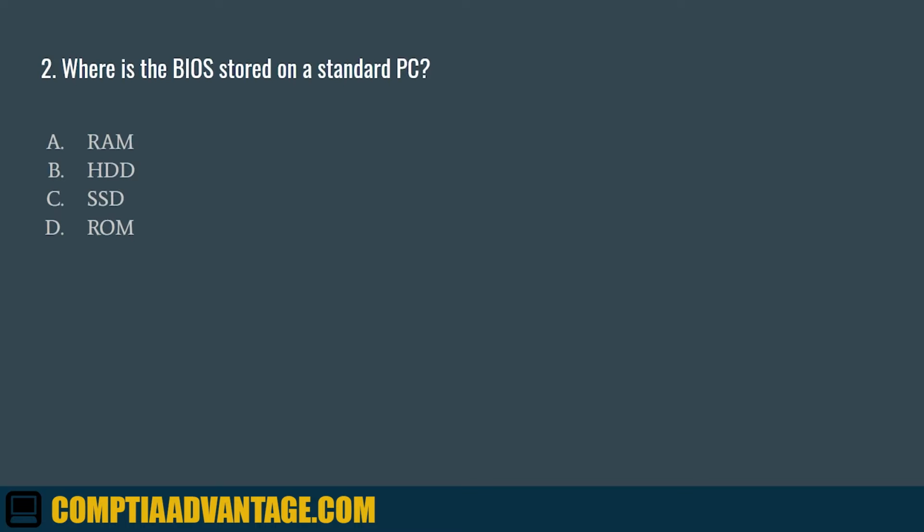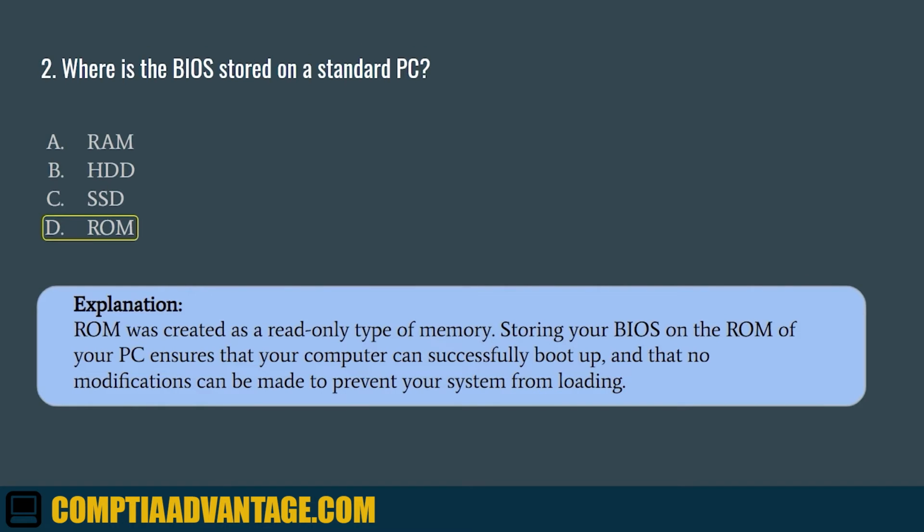Question 2. Where is the BIOS stored on a standard PC? A. RAM, B. HDD, C. SSD, D. ROM. The correct answer is D. ROM. ROM was created as a read-only type of memory. Storing your BIOS in the ROM of your PC ensures that your computer can successfully boot up and that no modifications can be made to prevent your system from loading.